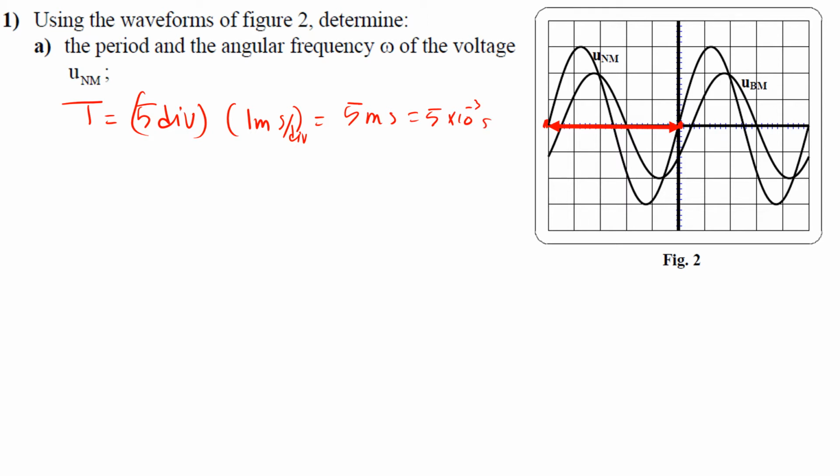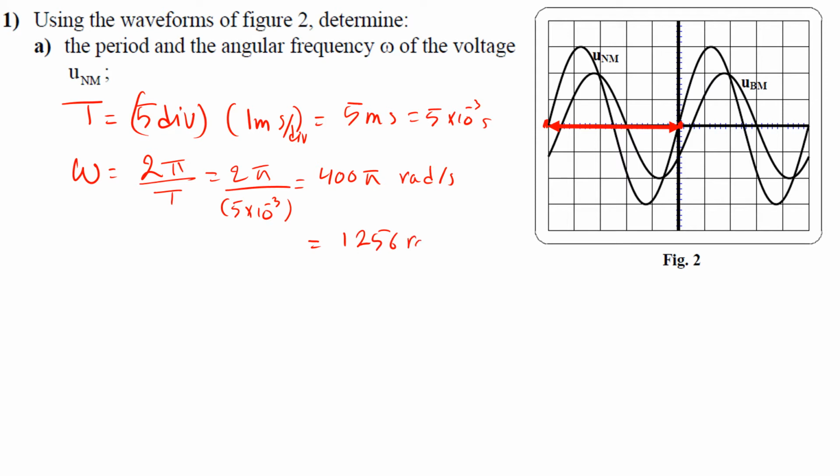We found the period, and the angular frequency omega equals 2 pi over T, 2 pi over 5 times 10 to the power of negative 3. This gives 400 pi radians per second, or as a decimal, 1256 radians per second.